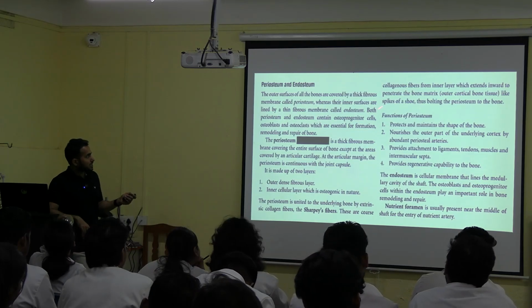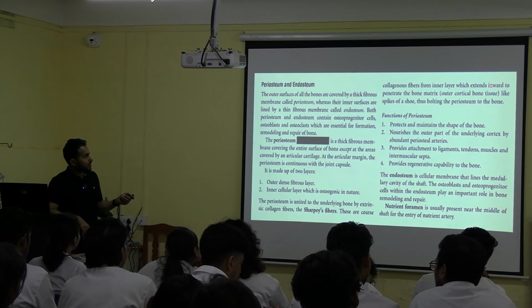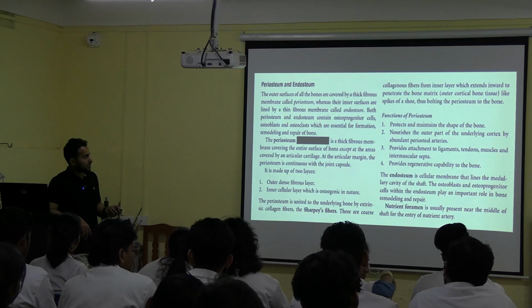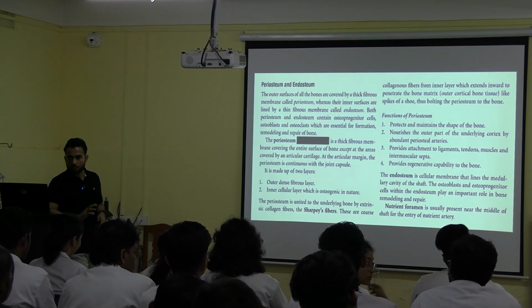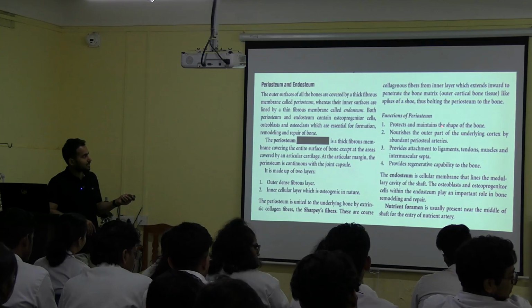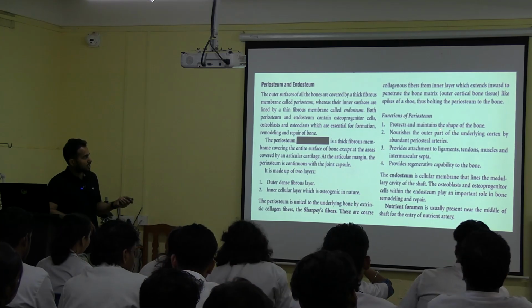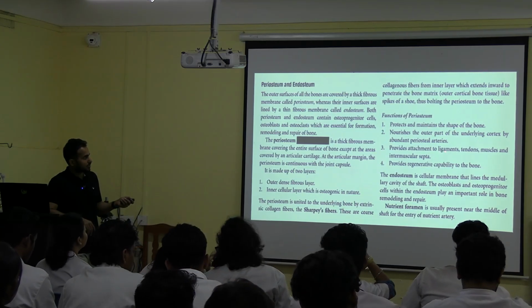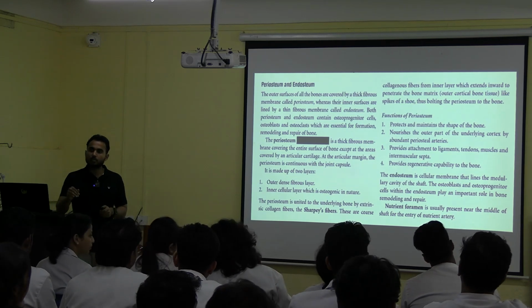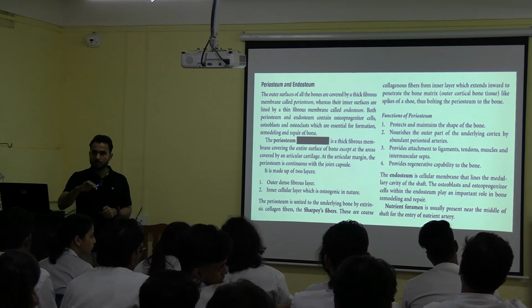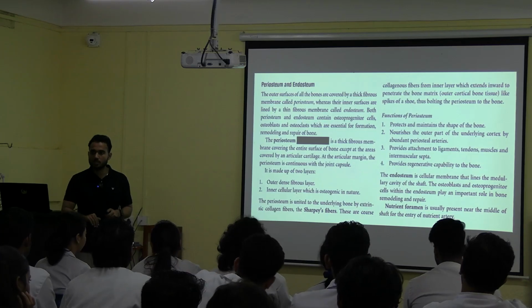Now these are porous collagenous fibers, inner layer which extend into the bone matrix. Now here you can see these are the functions of the periosteum. So what are the functions of the periosteum? Protects and maintains the shape of the bone, nourishes the bone, provides attachment to the ligament, tendon, intermuscular septa, etc. Okay, so ligament, tendon, whatever you have studied, the attachment, it is attaching into the periosteum.